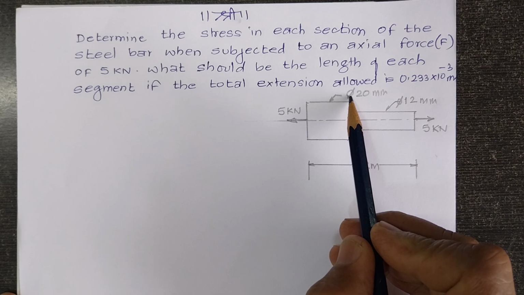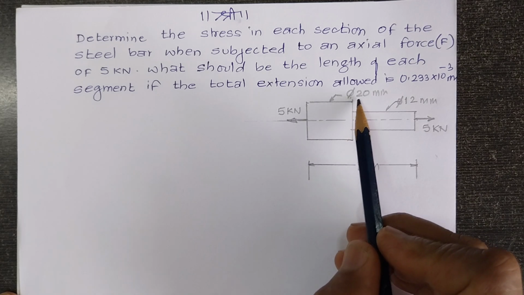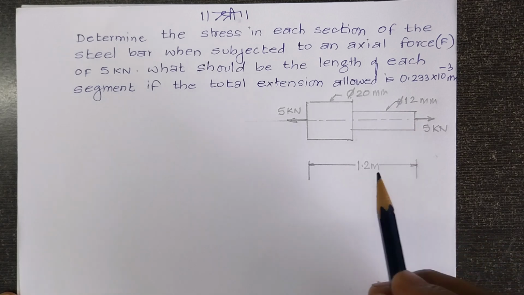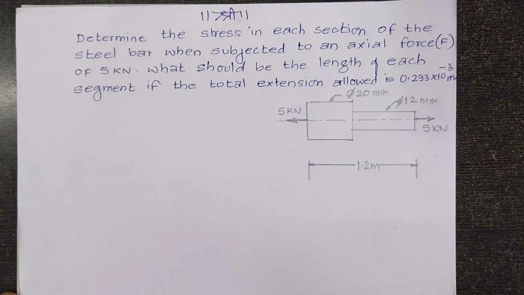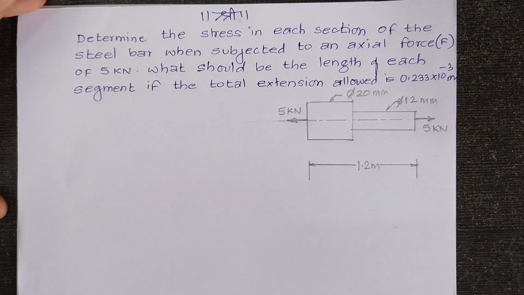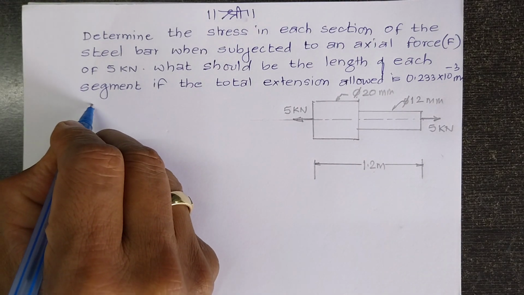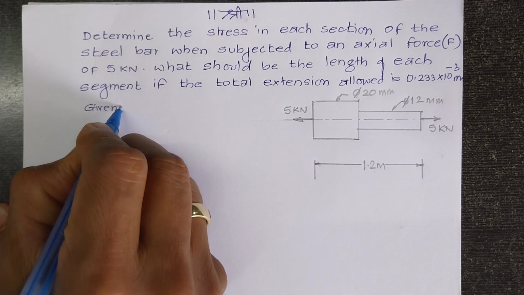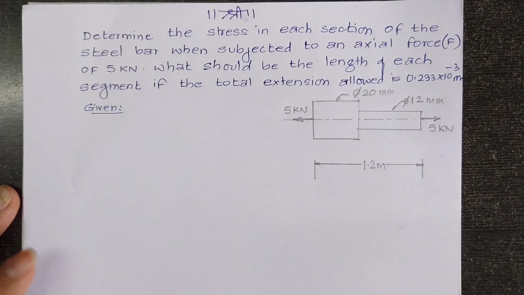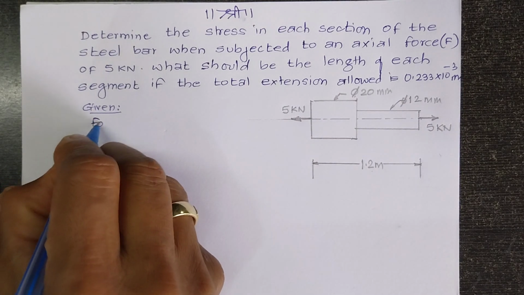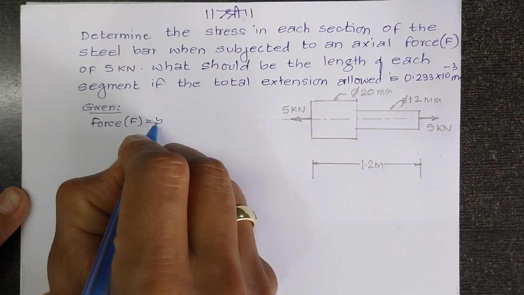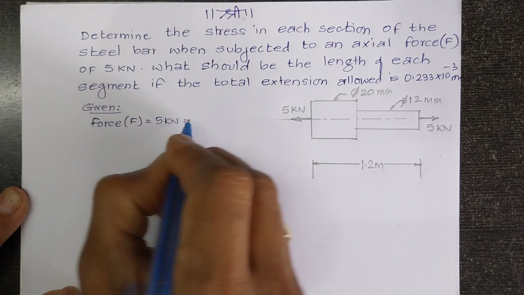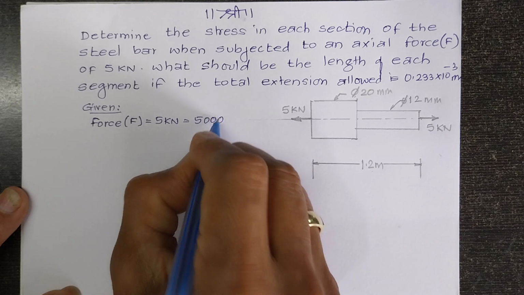Phi stands for diameter, and therefore we have diameter 20 and diameter 12. The length is given as 1.2 meters, and this is subjected to a force in the direction of axis, 5 kilonewton. So we first jot down the data. Let's take a look at the given data. When we talk about the given data, we have the given force here, 5 kilonewton, that is 5000 Newton.